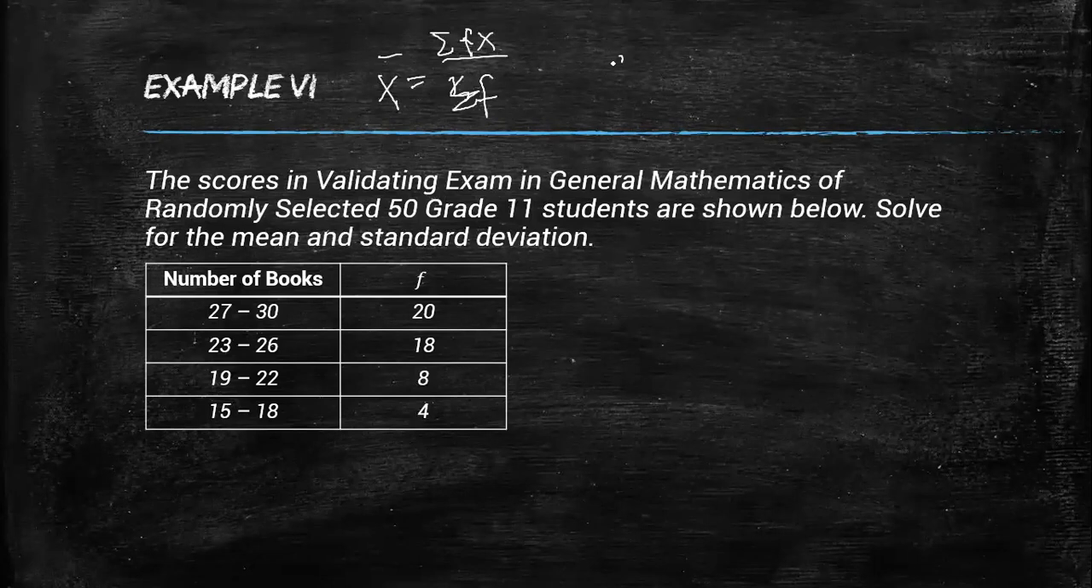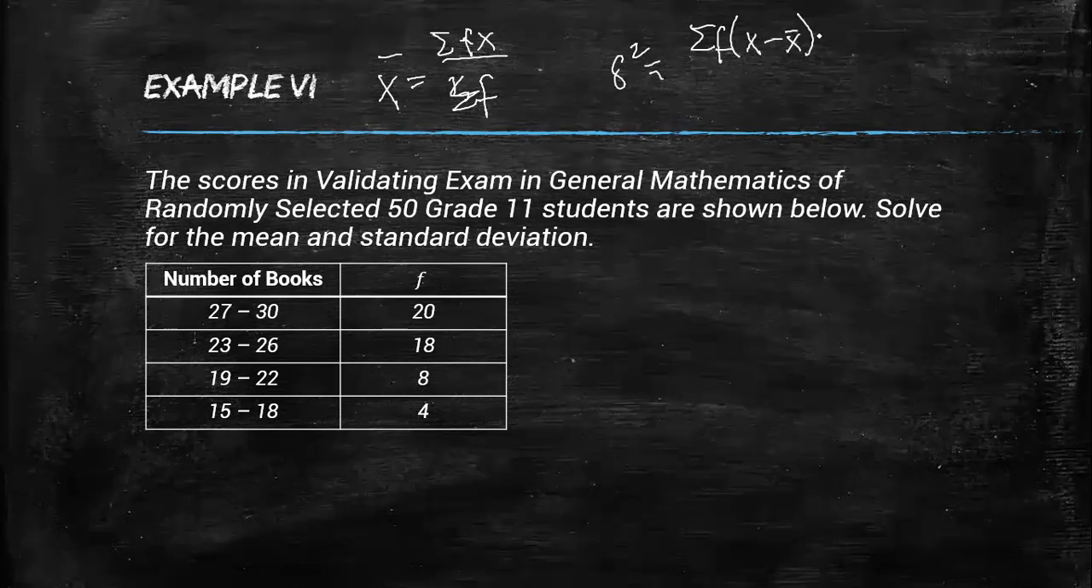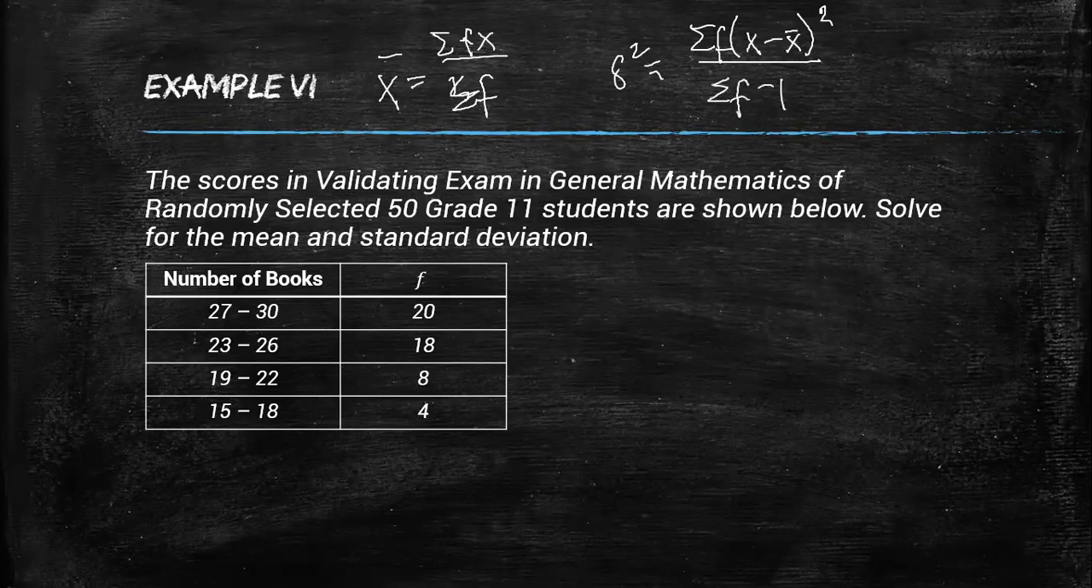Tapos ang variance natin is s squared is equal to the summation of f times x minus x bar squared over summation of f minus 1. Find the mean and the standard deviation. Okay, so unahin nyo muna hanapin si x.